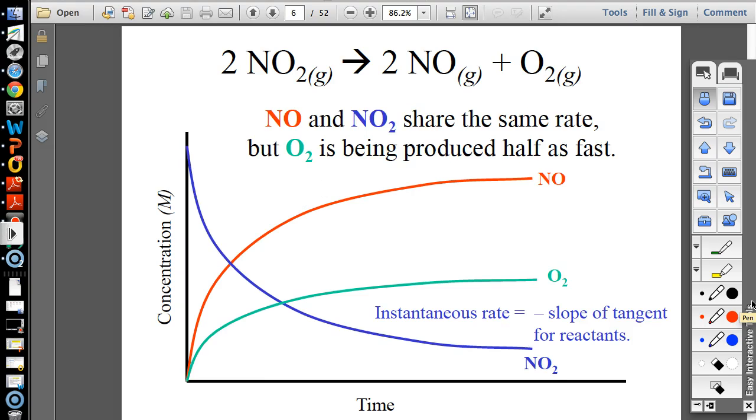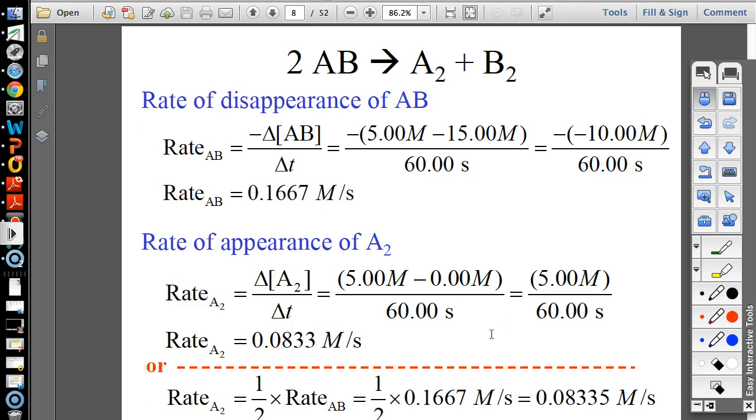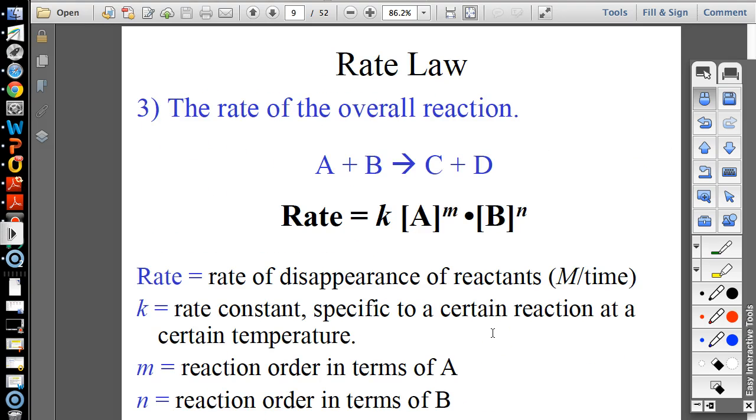If you look at the slope of these little curves here, you can tell that NO and NO2 have the same coefficient. Oxygen is going about half as much, and hey, that works out, right? So it tells you about the amount that's getting produced. We did this example, did a little math with that for the rate. Looks crazy, not really that bad.